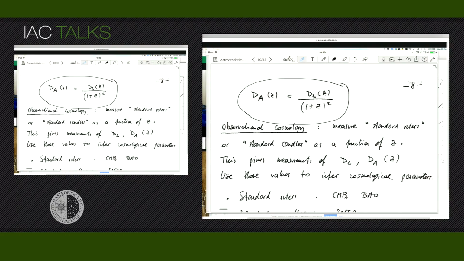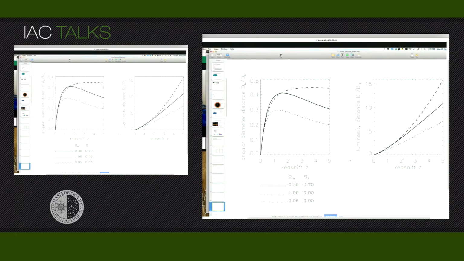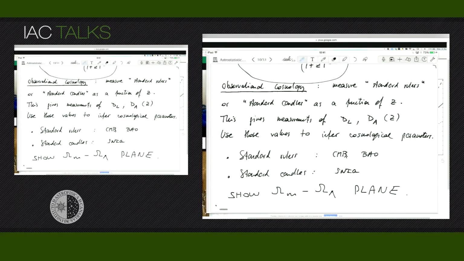So here's the name of the game, and that's what we want to do next. We want to do observational cosmology. We want to measure standard rulers or standard candles in the sky as a function of redshift. That gives us measurements of luminosity and angular diameter distance, and we want to use those in a statistical sense to infer the value of cosmological parameters. As standard rulers, we're going to use the cosmic microwave background and the baryon acoustic oscillations. As standard candles, the Type Ia supernovae. Right, so that's what I want to say for this.